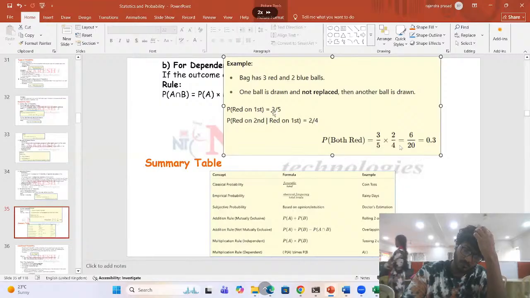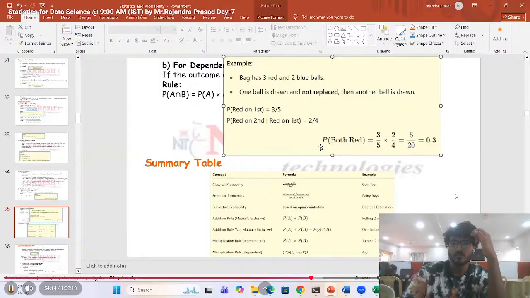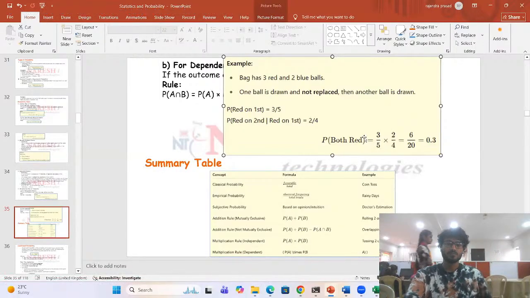So to use the multiplication rule, you need probability of A, and you need probability of B by A. You got both. So then what is the probability of getting first red and second red? Probability of A and B. Then that is equal to probability of A into probability of B by A. So this is it. You clear?